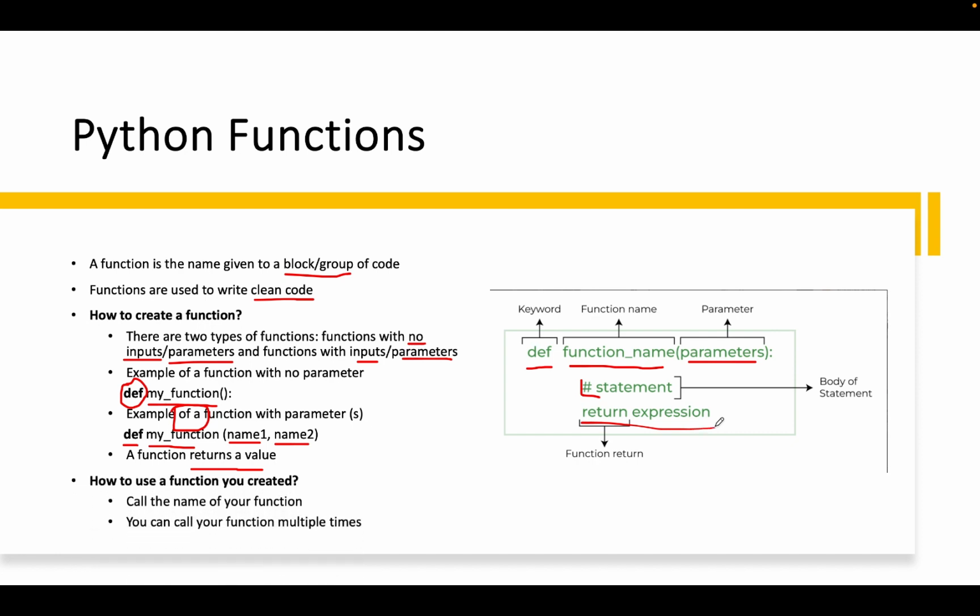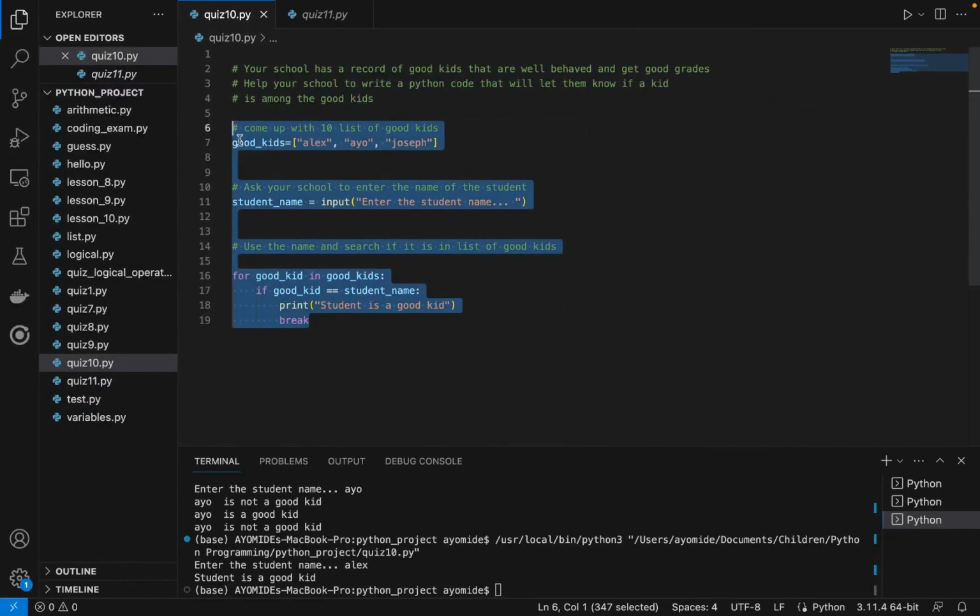All right, so how do you use a function you created? Let's say I create a function called function name. To use it, you just call the name of that function, and you'll be able to use it. You can call your function multiple times, right? Assume that I want to run this 100 times. I only write it once, give it a function name, then I call that function multiple times, right? Let me just give you an example.